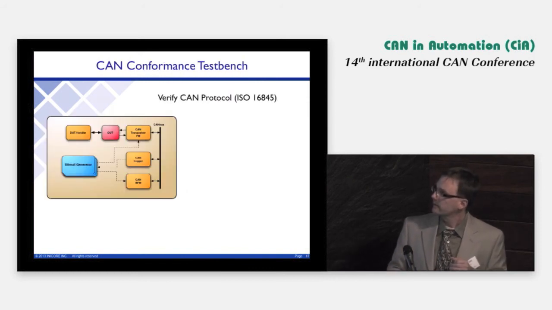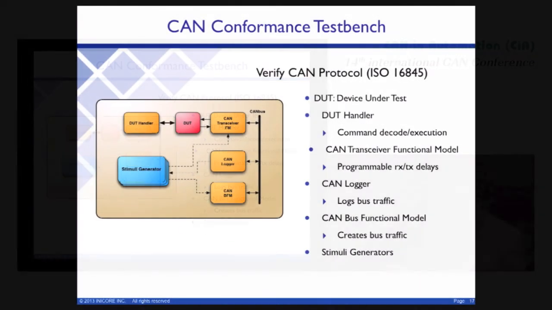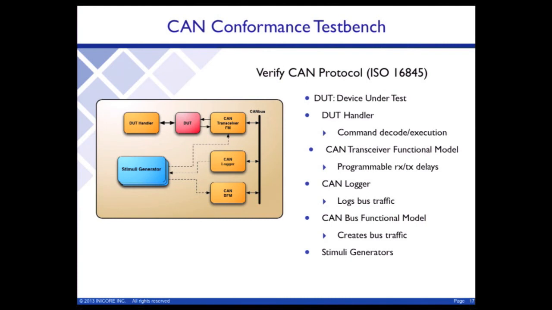Looking at the block diagram for the CAN conformance test bench, we have several stimuli generators that control the entire behavior of the system. And what we use is an approach called transaction-based verification, TBV, where we have several models. Here we have a CAN bus function model, CAN logger, or here a transceiver function model.